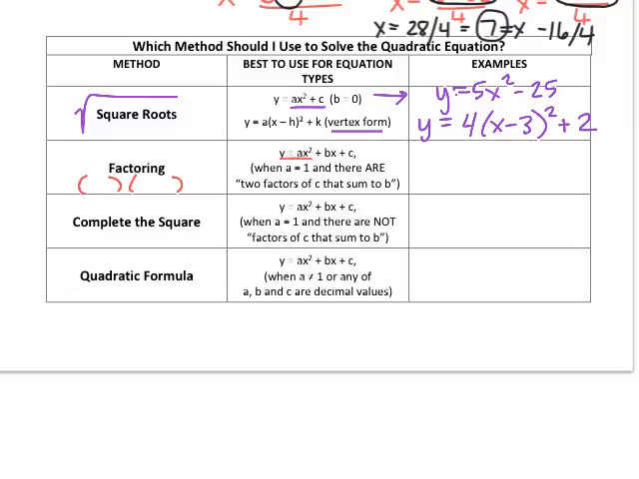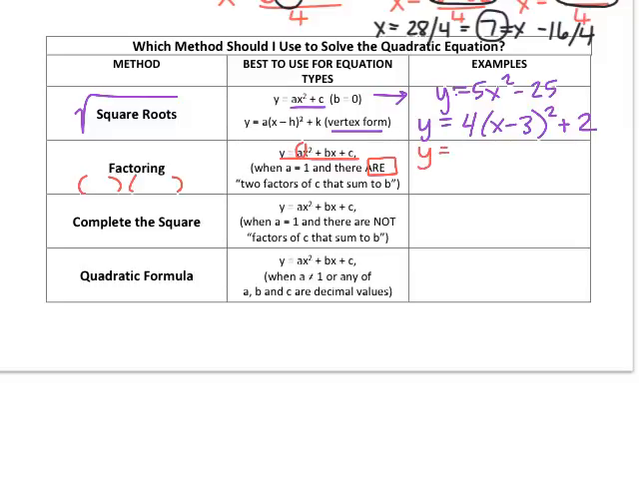Okay, so here's an example. If you have something in standard form when a is 1, when there's not a number other than 1 in front, and you are sure that there are two factors of c that sum to b. So let's take a look at an example of that.